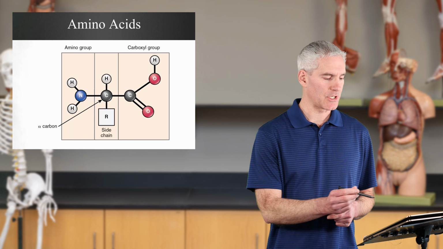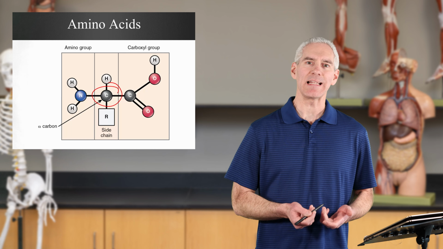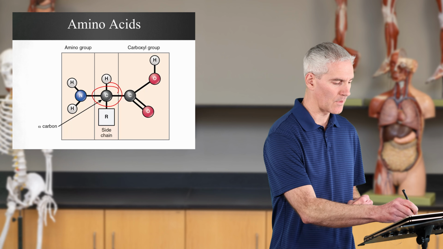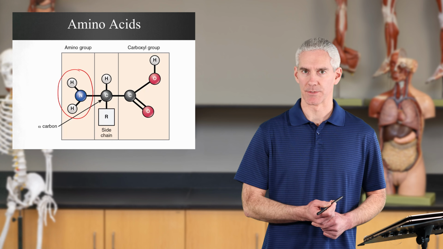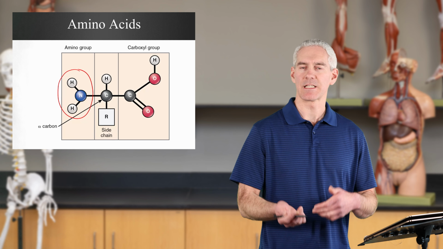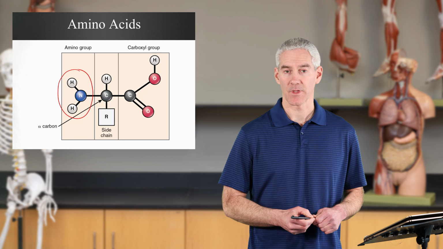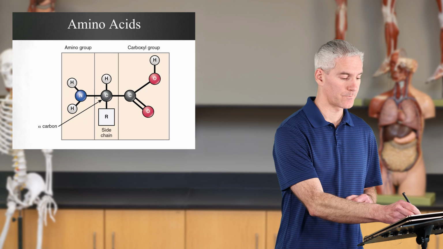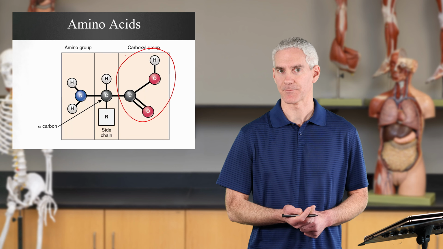So if you're looking at this image here, you can see there is a central carbon. Now, that central carbon is always going to be there. Then next to that, you'll notice there's this amino group. The amino group is a nitrogen with 2 hydrogens attached, so NH2. That's always there.